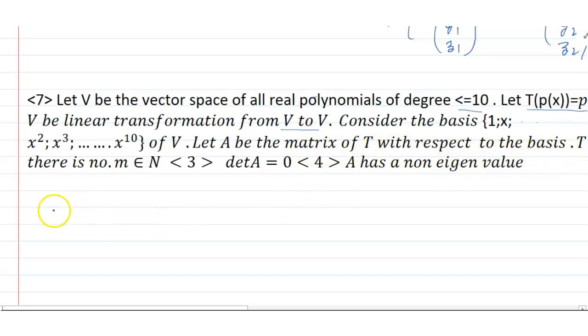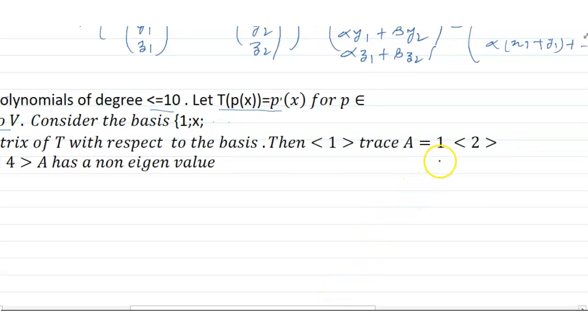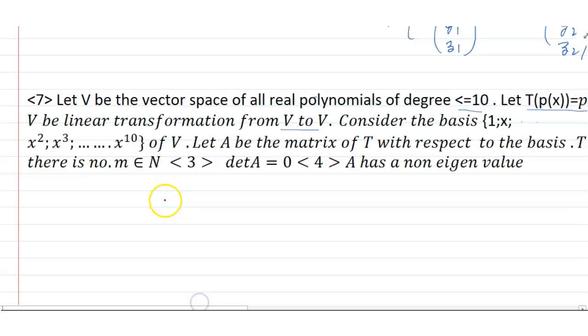So friends, whatever you see, the problem is very easy, it's not very tough. Then the following questions: the trace of A is equal to 1, and number 2, determinant of A equals 0, A has no eigenvalue. These are MCQ type questions, friends. Let A be the matrix of T with respect to the basis.